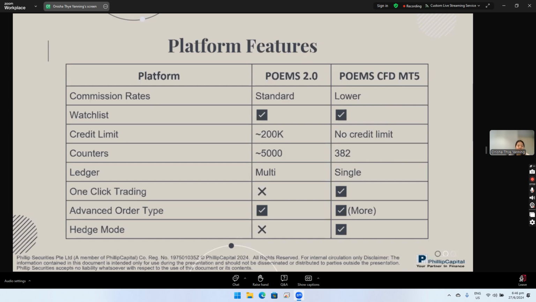Okay. One-click trading, yes, MT5 we have, Poems we do not have. You can look at the videos online that I've presented for Poems CFD MT5, so those who are interested can go and see. Advanced order types also, Poems CFD MT5 has a lot more different order types compared to Poems, and the hedge mode too. Hedge mode provides you the ability to long and short at the same time, which is available on MT5.